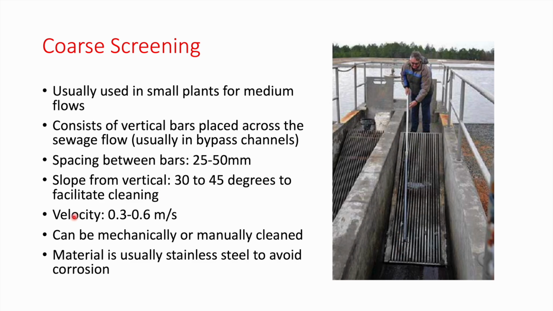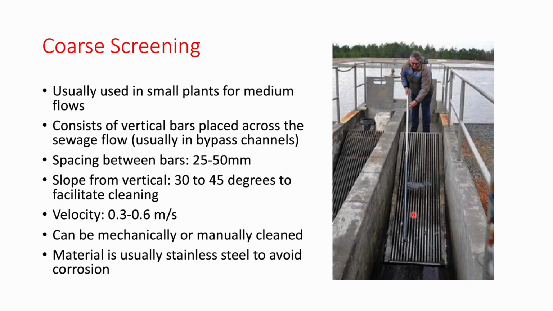Now for the design, you might consider a velocity of 0.3 to 0.6 meters per second if you are dealing with big floats. Otherwise, if you design the area of the coarse screen based on this velocity, you will get a very small and tiny coarse screen, which will not really make sense. So what you have to do is to fit your coarse screen within the channel if you are dealing with medium flows. So just design it simply.